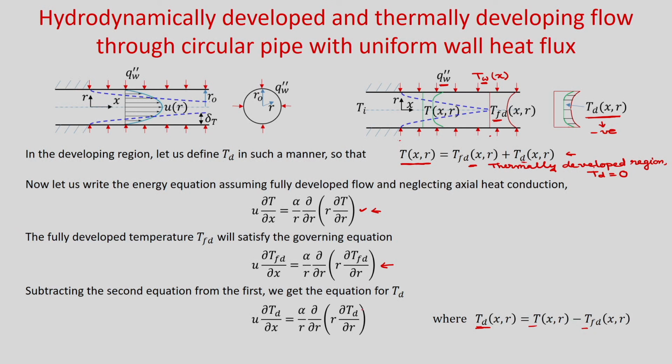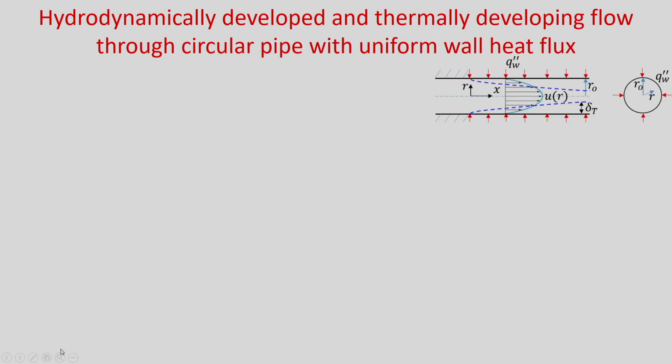So, you can see that the temperature TD we have introduced in the thermally developing region also satisfies the energy equation. Now we need to solve this equation first and we will find TD. We already know TFD, so the temperature profile T(x, r) we can write as TFD plus TD. The aim is to find the temperature profile TD. So, first let us write the boundary conditions for TD.